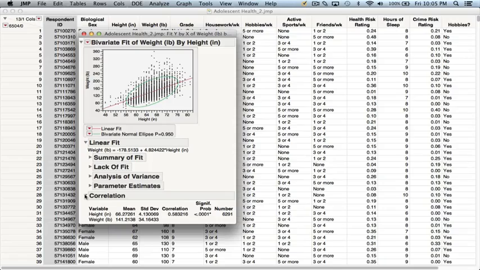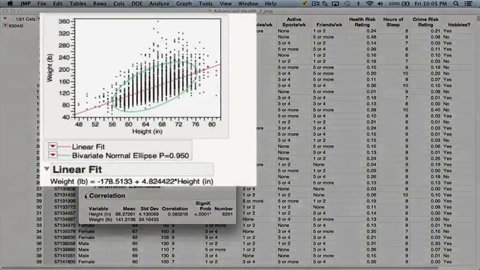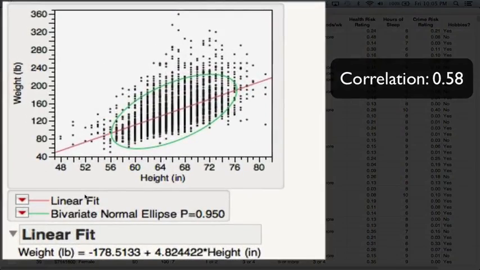Now let's take a look at the scatter plot. Based on the scatter plot, regression line, and correlation, we can see a moderately strong positive association between height and weight. While a correlation of 0.58 is certainly not a correlation of 1, which would indicate a perfectly linear association between the two variables, it still suggests that height and weight share a moderate linear association.